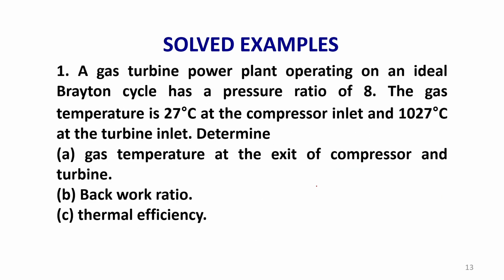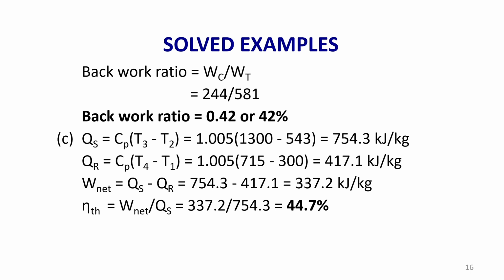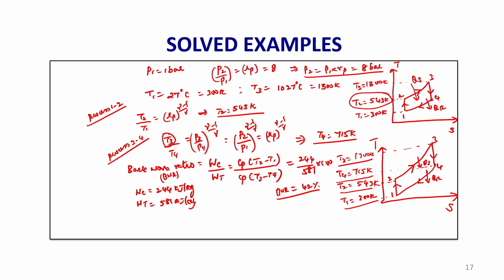So the first question is gas temperature at the exit of compressor. At the exit of compressor is T2, and the turbine is T4. And thermal efficiency of the cycle: W net by heat supplied. So you can find QS, both the heat addition and heat rejection at constant pressure. QS is Cp into T3 minus T2, and QR is equal to Cp into T4 minus T1.